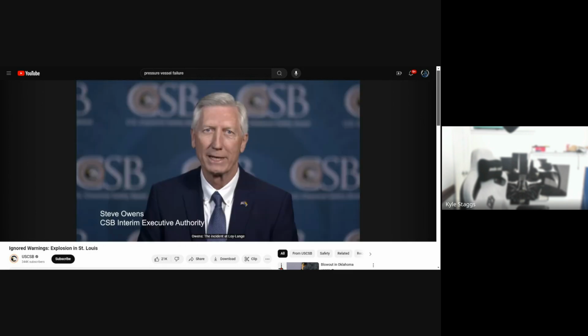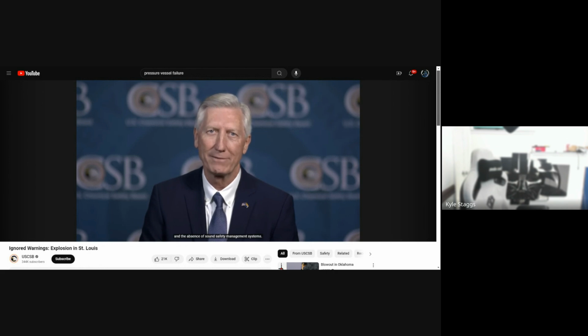The incident at Loy Lang resulted from a tragic series of circumstances: ineffective corrosion management, inadequate pressure vessel repair, a lack of inspections, and the absence of sound safety management systems. The result of those factors was that a severely corroded pressure vessel, which presented a serious safety hazard, was allowed to operate until it ultimately failed, resulting in the death of 4 people.